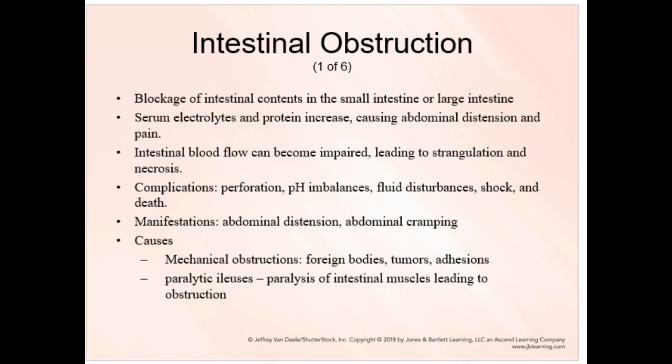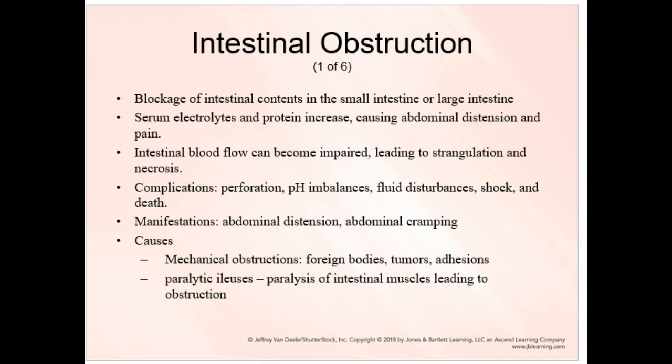So it can be mechanical, such as a foreign body, a tumor, adhesions. Some people tend to develop more scar tissue, like people who form keloids. I'm not saying people with keloids, but some people can form adhesions in different areas of their bodies. Endometriosis would be another example. You can also have diverticulitis. This can lead to obstruction as well.